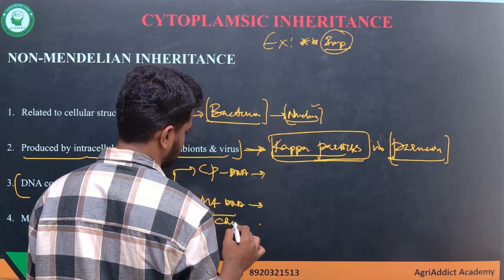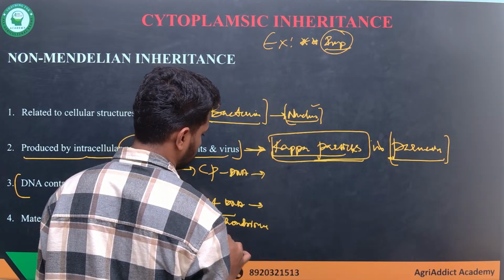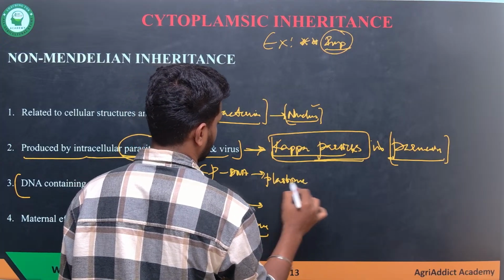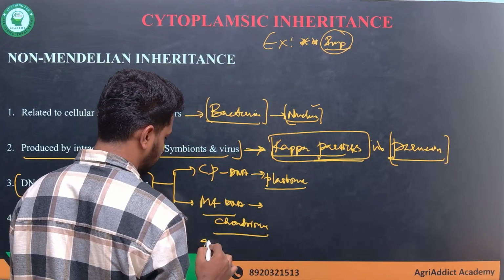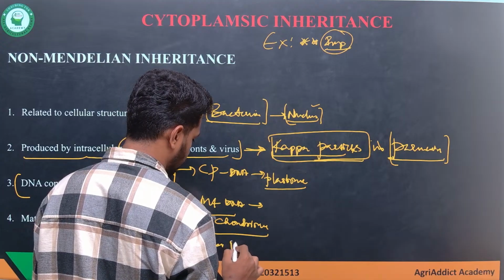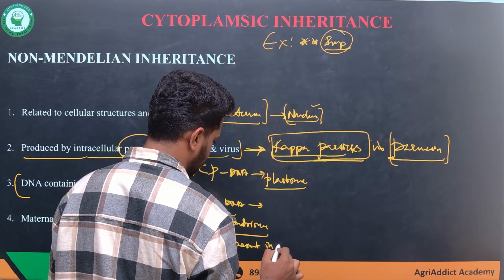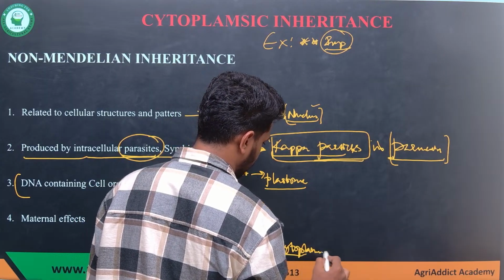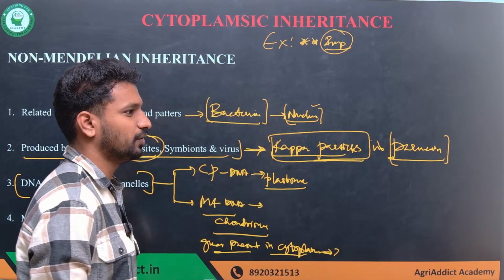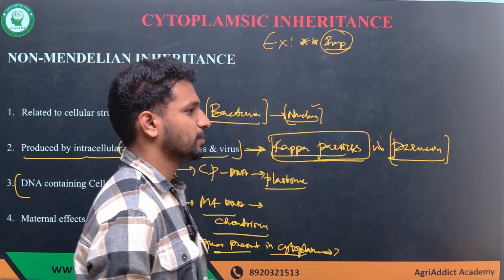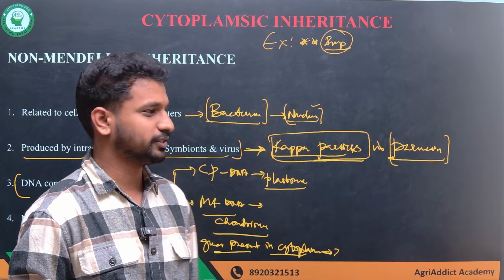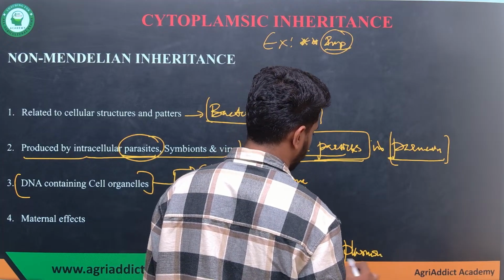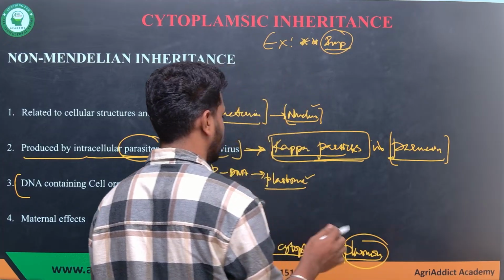This is called the chondriome and this is called the plastome, right? And what do we call the overall genes present in the cytoplasm? What do we call this? Yes, I want the answer. Yes, it is the plasmon. So try to remember the terms here. Do not get confused between the plastome and the plasmon.